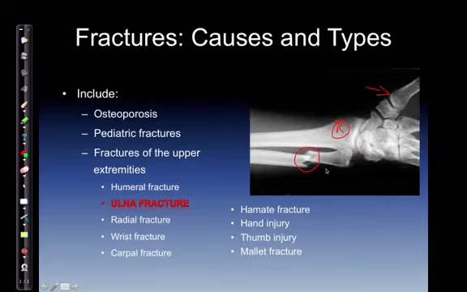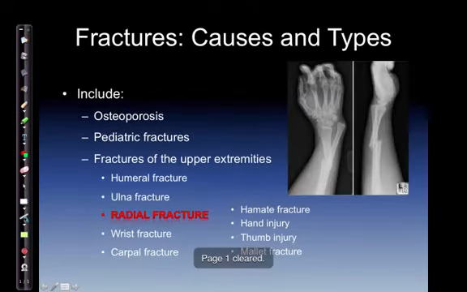Ulnar fractures associated with a dislocation of the radial ulnar joint, also called a Monteggia fracture. Fractures still continue here. This is a radial fracture. Thumb right there. Radius. These are generally, you'll notice, this one here is displaced a little bit.